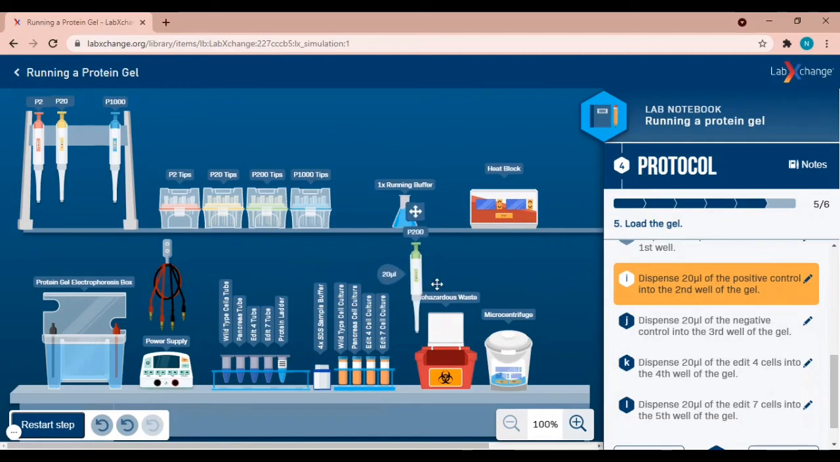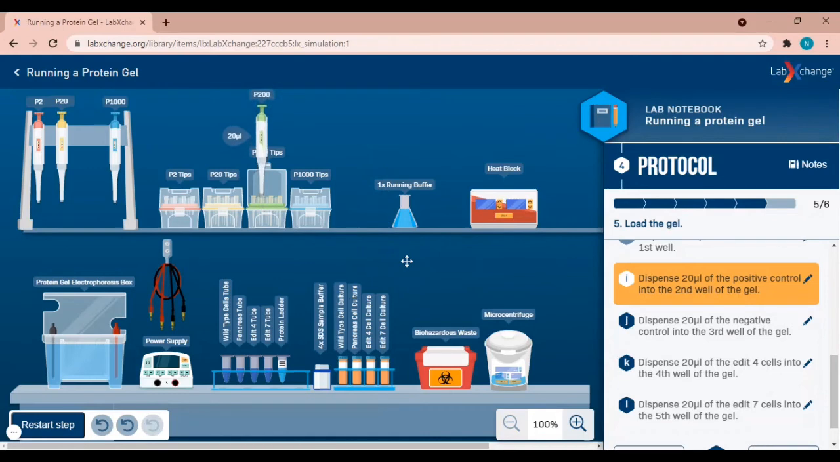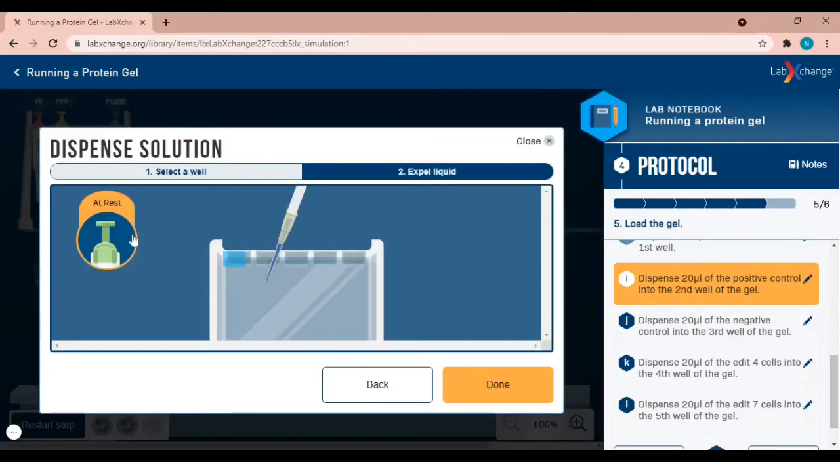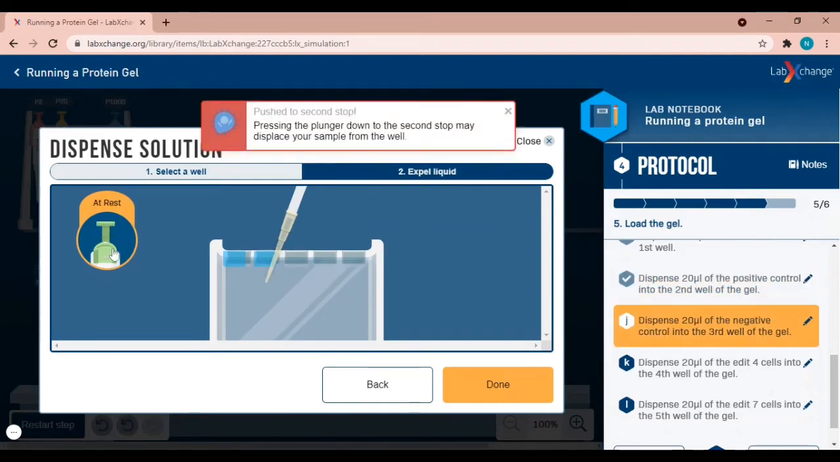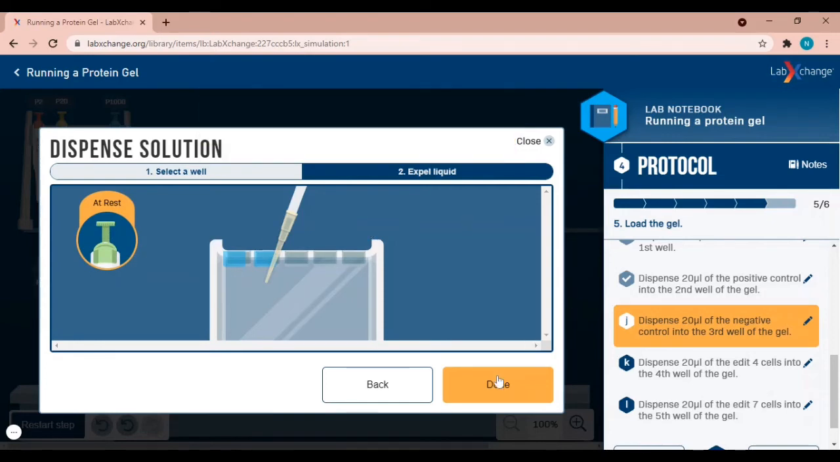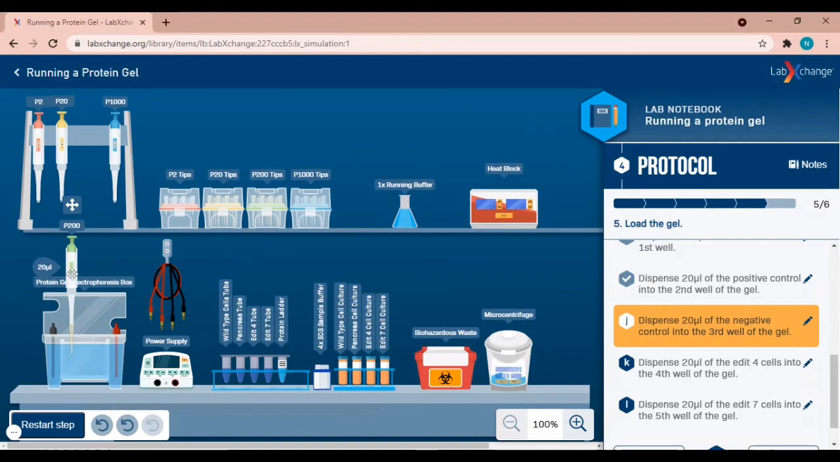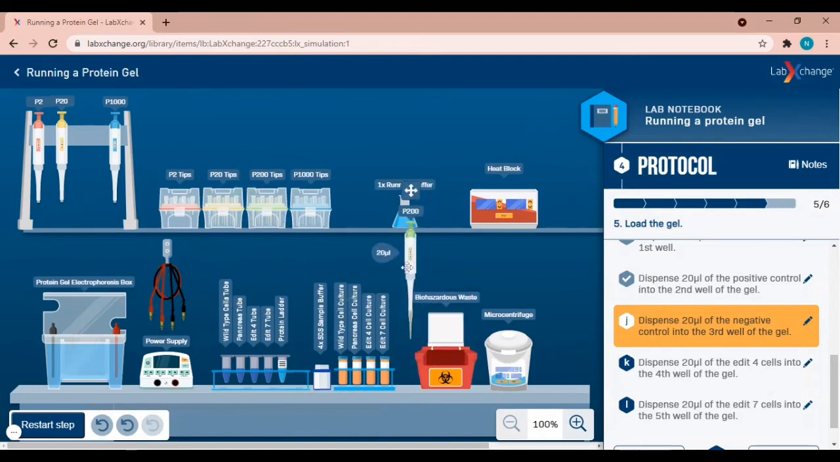Next, dispense 20 microliters of the positive control into the second well of the gel. First draw up the positive control. Then dispense into the second well of the gel. Right, eject the tip. Attach a new tip.